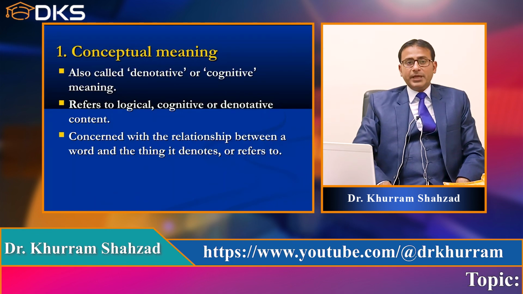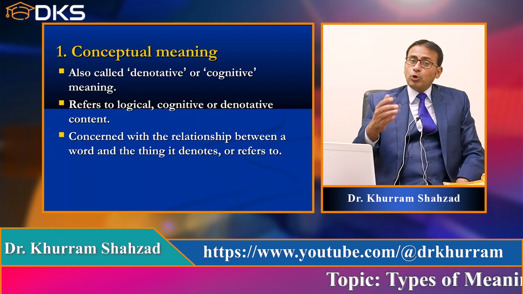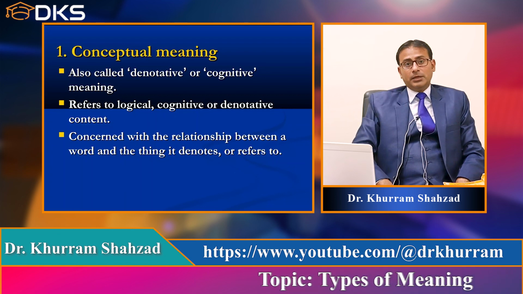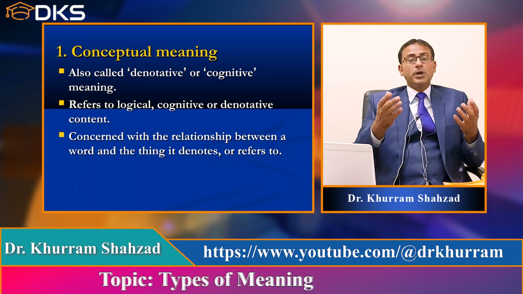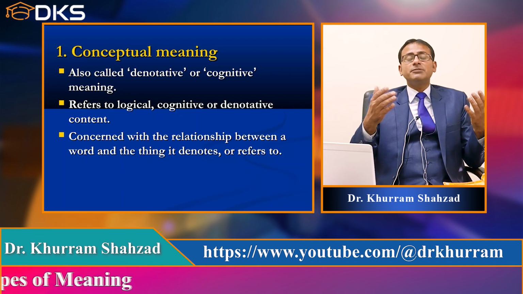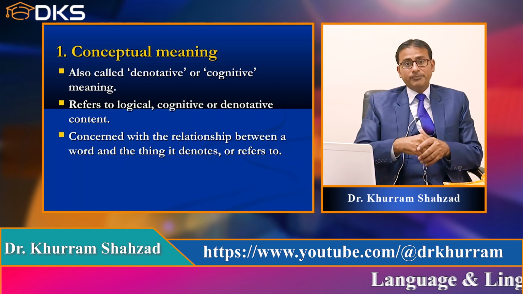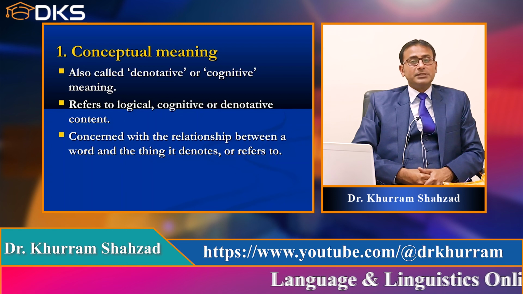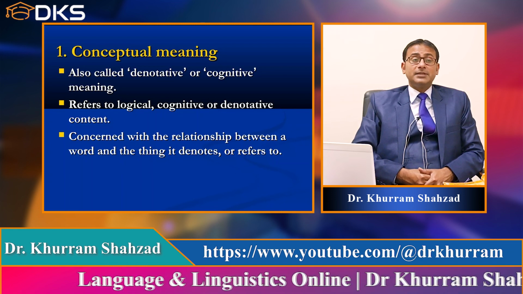The first type of meaning is called conceptual meaning. It is also called denotative or cognitive meaning, or dictionary meaning. If we ask someone what is meant by the word man, you look into the dictionary. The dictionary will define it as a male adult person, a human being. But when I asked students what is meant by the word man, somebody said a person who has a lot of power, manly, strong.